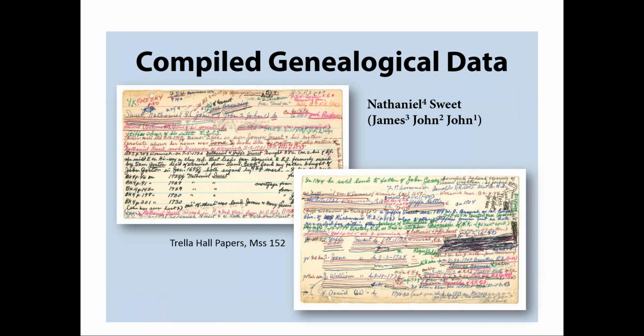However, genealogists have collated their data in a variety of formats, and many don't present their data in an easy-to-use book format. This slide provides an example of data on the front and back of an index card from the Trello Hall collection on the Sweet family of Rhode Island. The index cards for the Sweet family are arranged by given name. Individuals with the same given name are sorted by birth year, oldest to most recent.